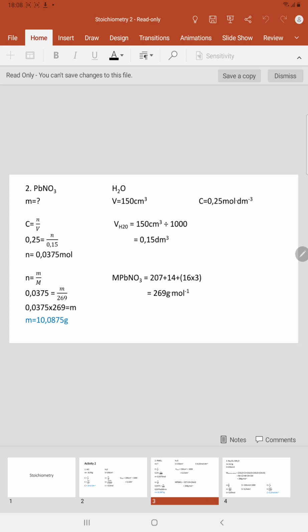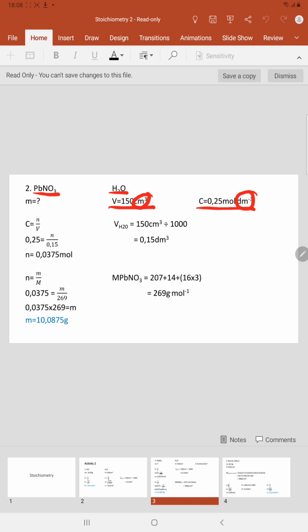Looking at this question, we can see that we have lead nitrate and water mixed together. The information that is given is that the volume of water is 150 cubic centimeters. The concentration of this mixture is 0.25 moles per cubic decimeter. Pay attention to the units: cubic centimeters, cubic decimeters.